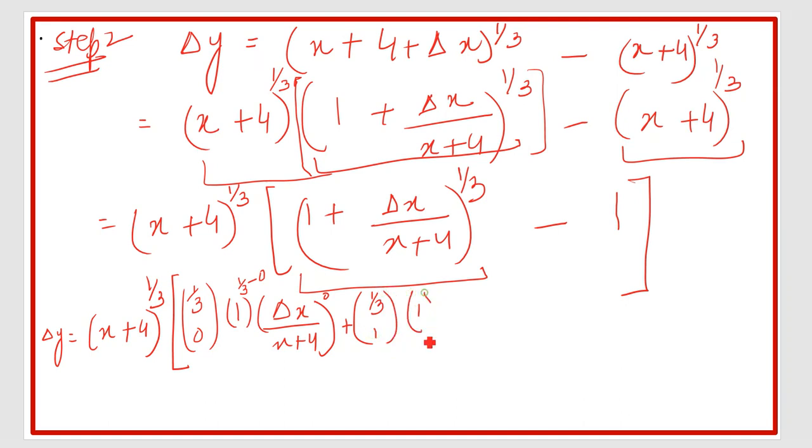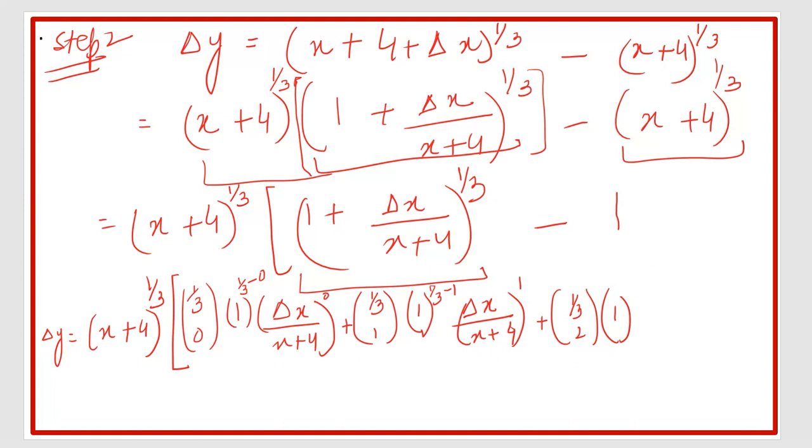Plus nC1. Now 1 by 3 is n, and 1. So now what would be the power of 1? 1 over 3 minus 1. Instead of b, we have delta x over x plus 4, and then whole power this 1. One more time, 1 over 3 nC2. The power of 1 would be 1 over 3 minus 2, and for b, we have delta x over x plus 4 whole squared, and so on. And do not forget this negative 1, it would be negative 1.